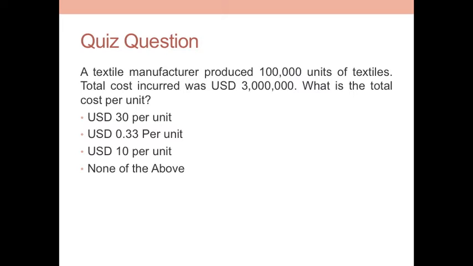A textile manufacturer produced 100,000 units of textiles. Total cost incurred was USD 3 million. What is the cost per unit? And your options are $30 per unit, $0.33 per unit, or $10 per unit, or none of the above.